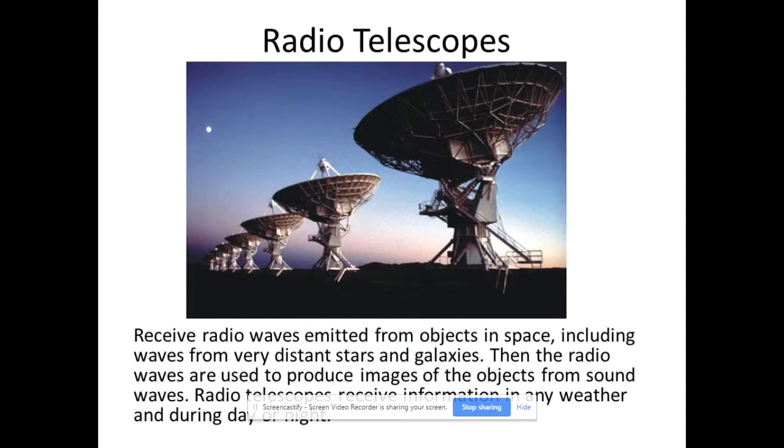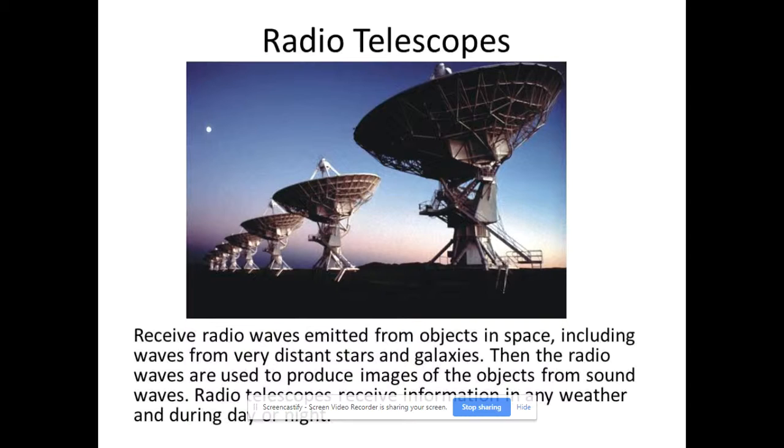Radio telescopes are telescopes that are placed on Earth, and they receive radio waves. So if you think back to that electromagnetic spectrum, remember there's a whole range of things starting from radio waves all the way up to gamma rays. So radio telescopes receive radio waves that are emitted by different objects. A lot of times these come from stars, very distant stars and distant galaxies. So this gives us a lot of information outside of our solar system and into the universe.